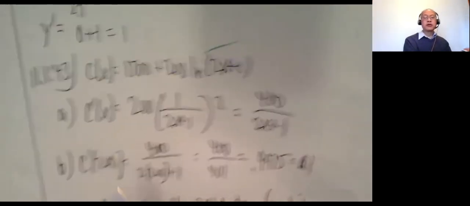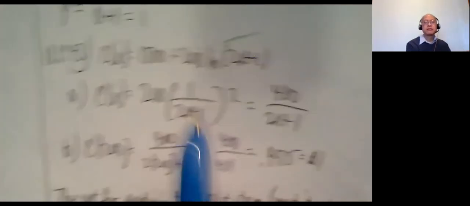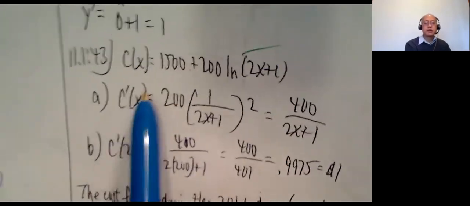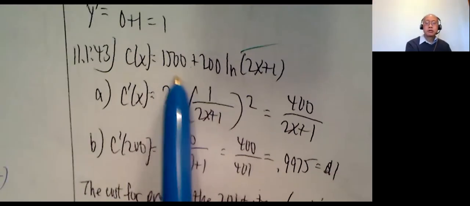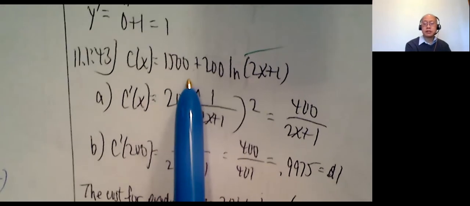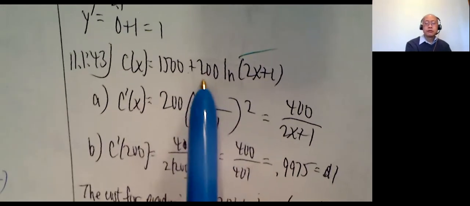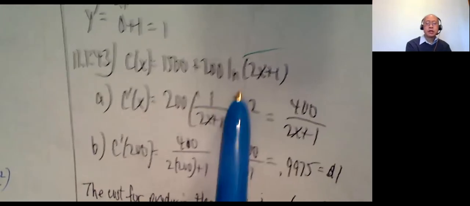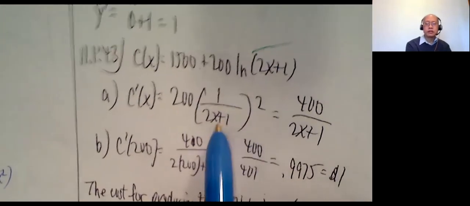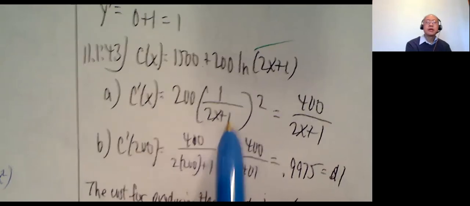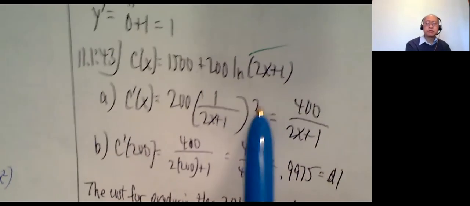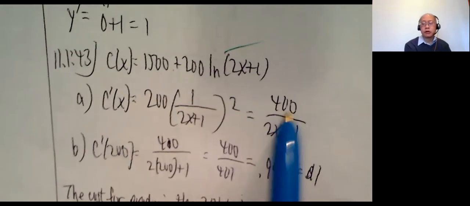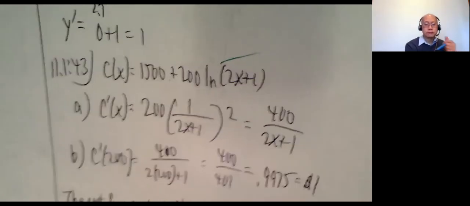Okay, so here's the cost function. The marginal means derivative. So C prime: derivative of 1500 is 0, it's a constant. Derivative of 200 ln of 2x plus 1 is 200 times 1 over 2x plus 1 times the derivative of 2x plus 1, which is 2. So 200 times 2, 400. 400 over 2x plus 1. Hence the answer to A.